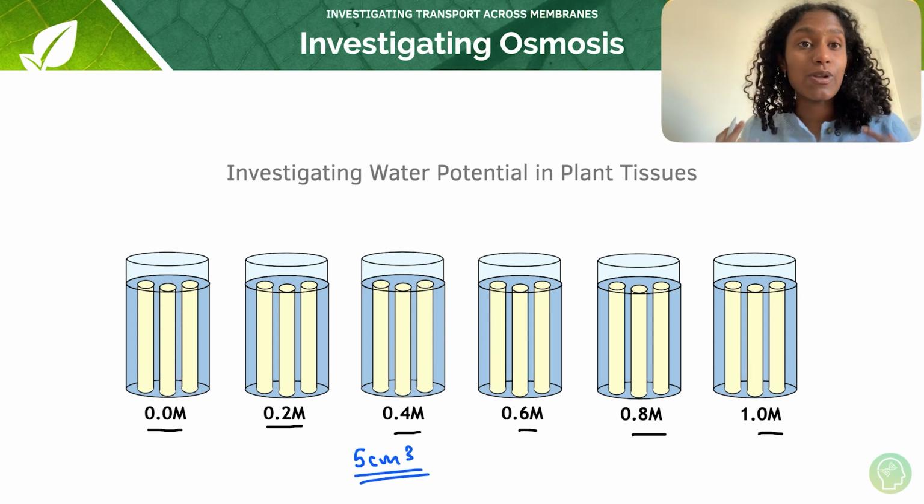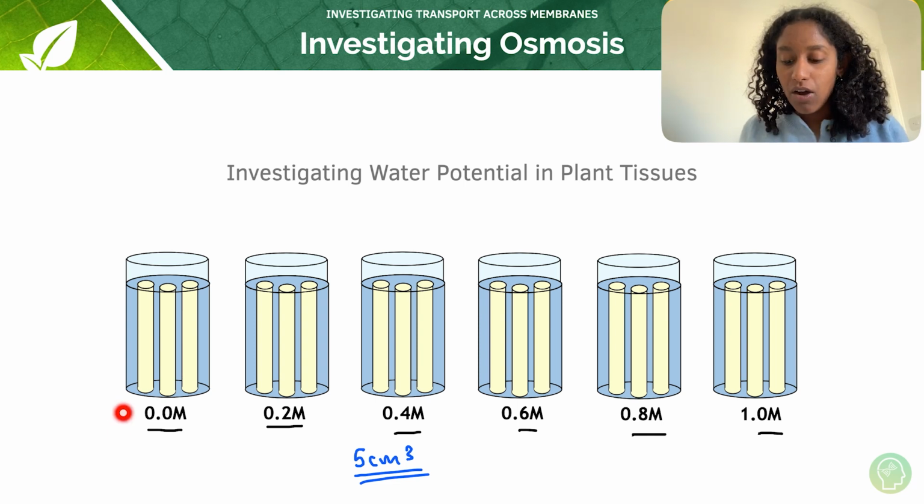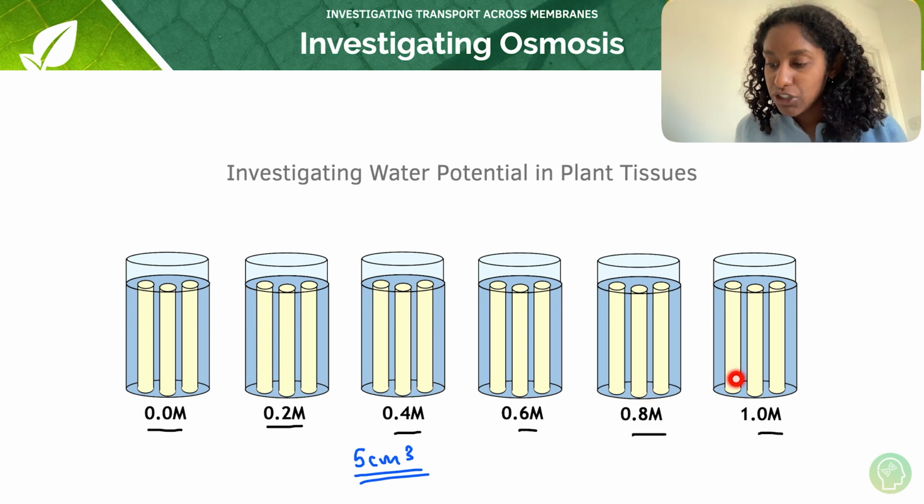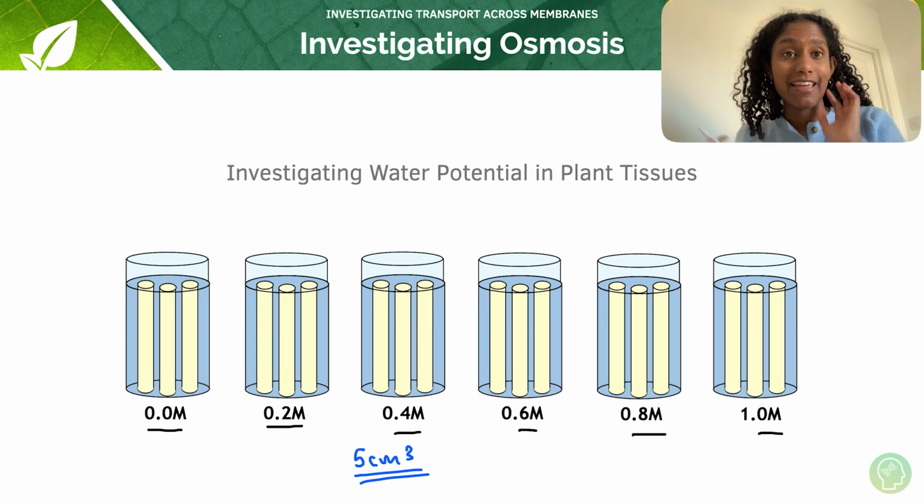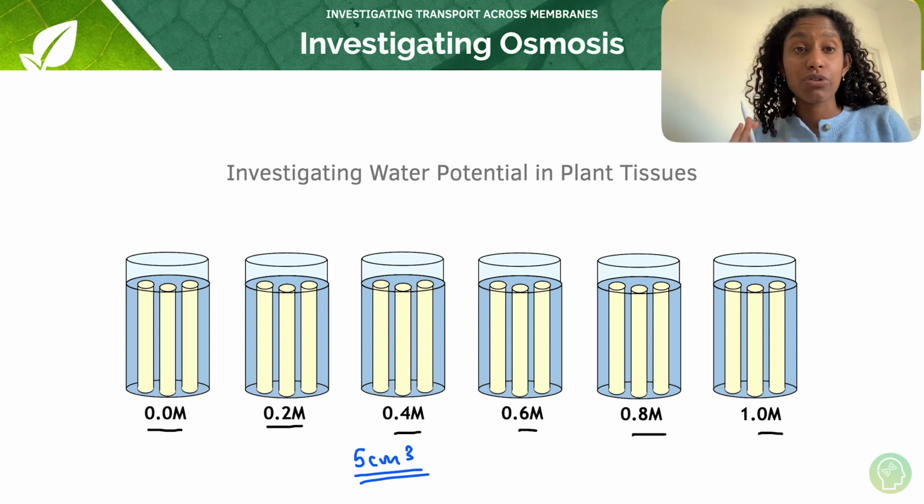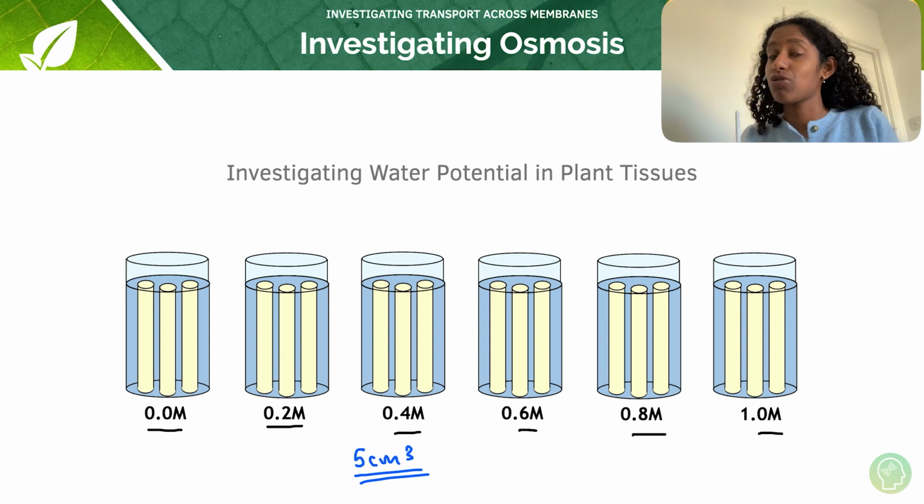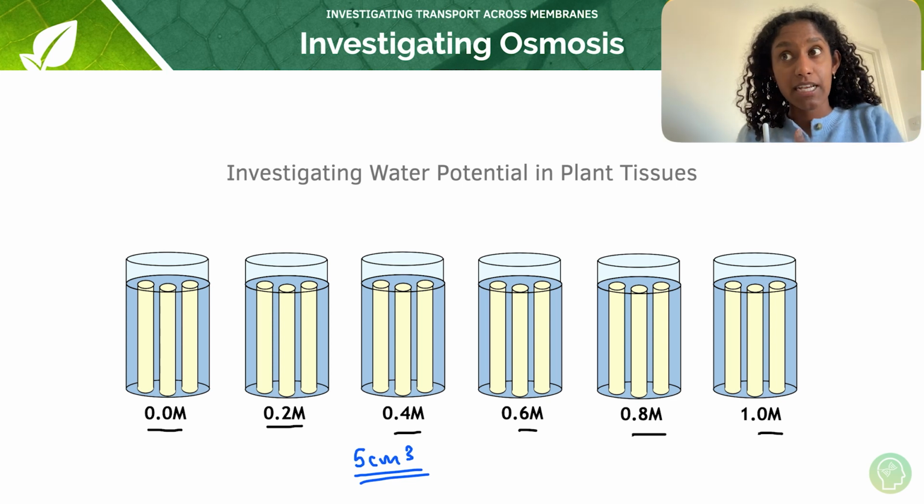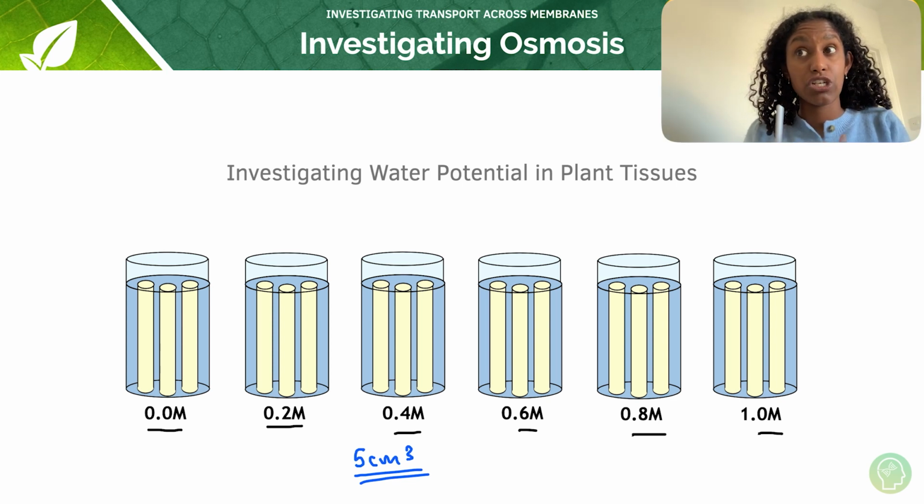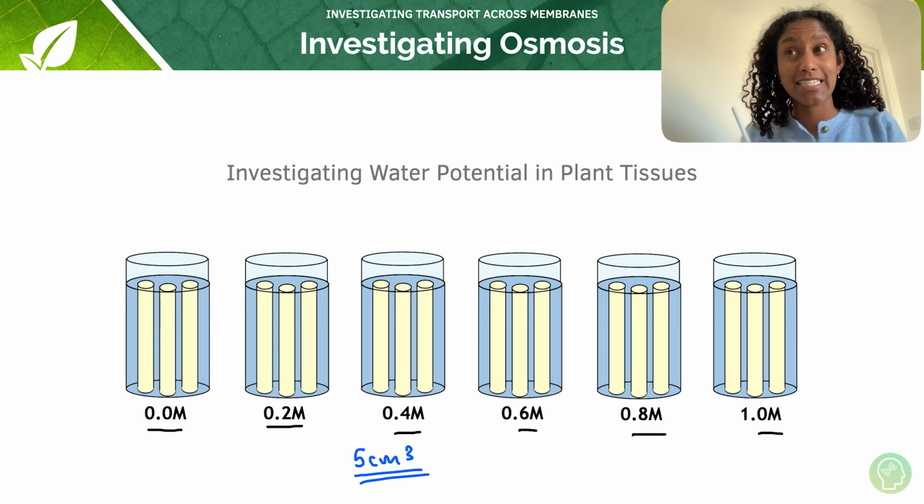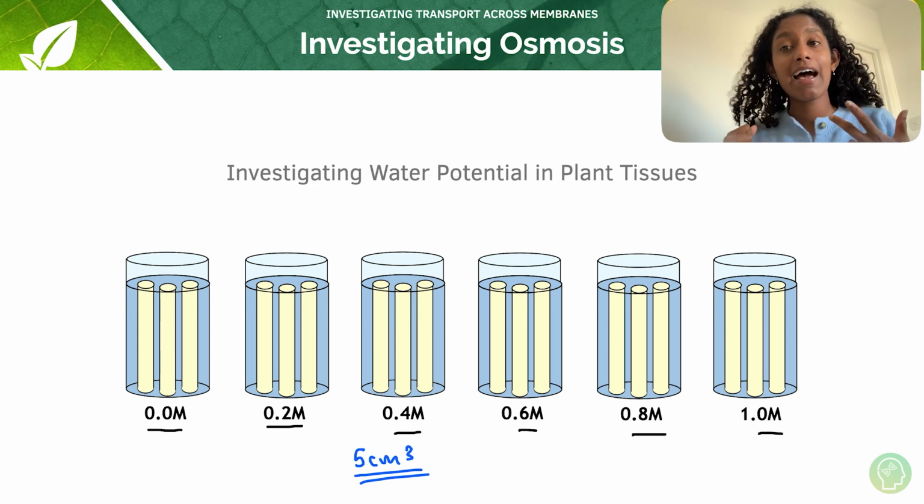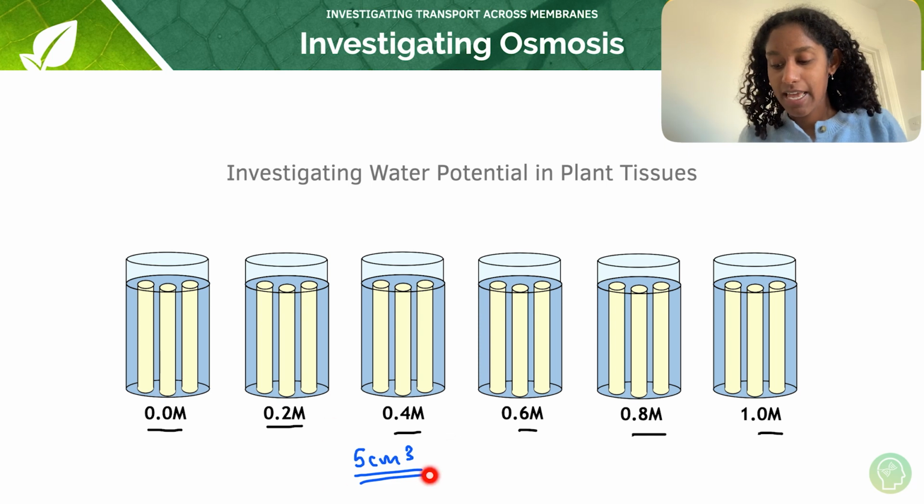So remember, we want to control as many variables as possible. Our independent variable here is the concentration of our sucrose solution, so we're varying that. But we want to control as many other variables as possible, so we want to control temperature. We'll want to control the surface area to volume ratio of these potato cylinders. We want to cut these potato cylinders using the same cork borer. We want to cut them into as equal sized pieces as we can. And another variable that we want to control, which I've written down here, is the volume of our solution.